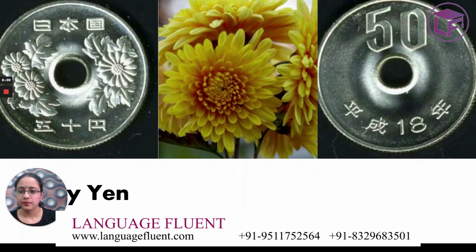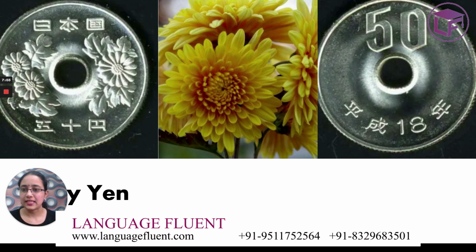And moving on, we will move on to the 50 yen. On one side of it, we can see the flower, chrysanthemum, and on the other side we can see the number 50 written, and below that we have the year in which it was minted again. That is the era, and it was the 18th year of that particular era. So that's what is mentioned there.